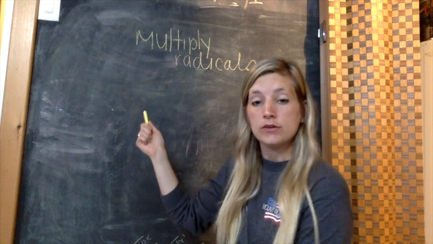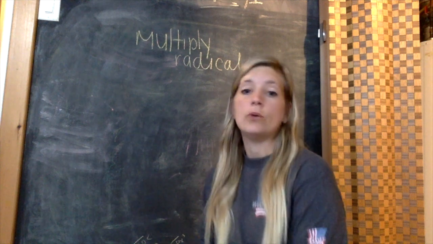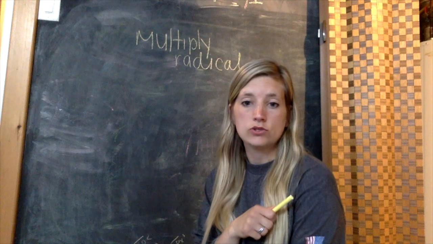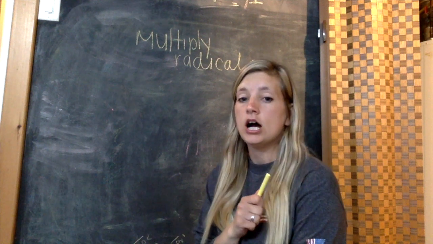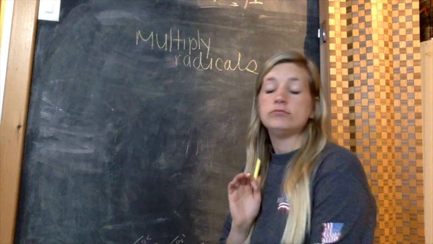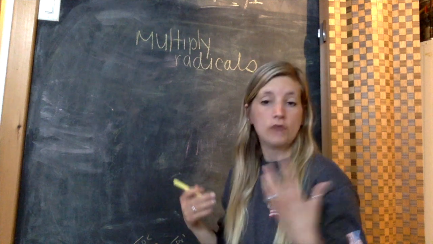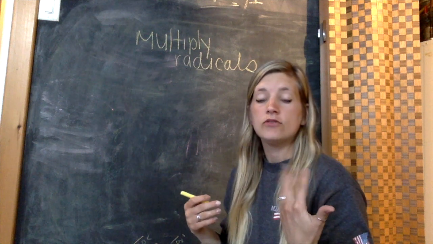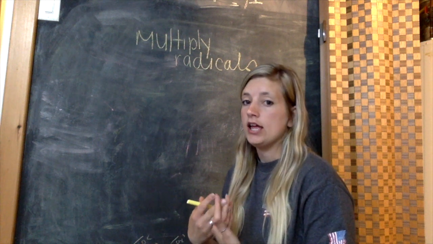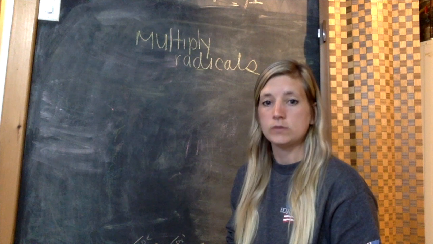So I will tell you that multiplying radicals is very similar to what we did last week. If you need to go back and rewatch how to simplify radicals, you might need to do that, because this is basically the exact same thing. Now, instead of just starting with one radical to simplify, we're going to have radicals that we have to multiply together and then simplify them down. So that's why I said it's basically like last week's lesson.